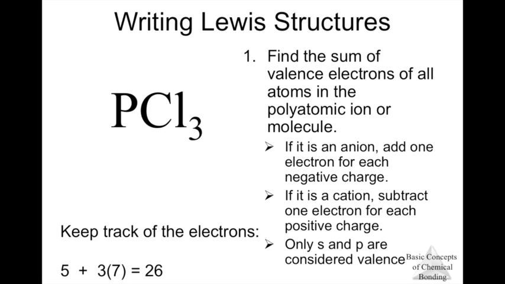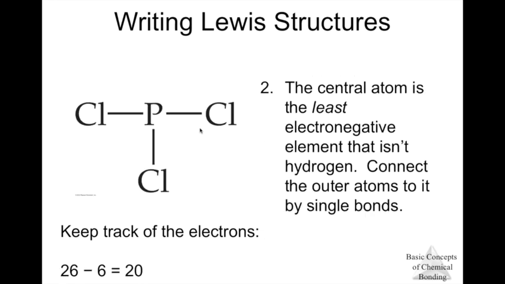If it's an anion, then we're going to add an electron, right? Because it has a negative charge. If it's a cation, we'll subtract an electron. And remember, the valence electrons are only the s and the p, so we're not going to be looking at the d orbitals at all. So if we're keeping track of the electrons, phosphorus has 5 valence electrons. Chlorine has 7 valence electrons. There's 3 of them. So we have 26 electrons that we're dealing with. There's no charge on this molecule, so we don't have to add or subtract any electrons.